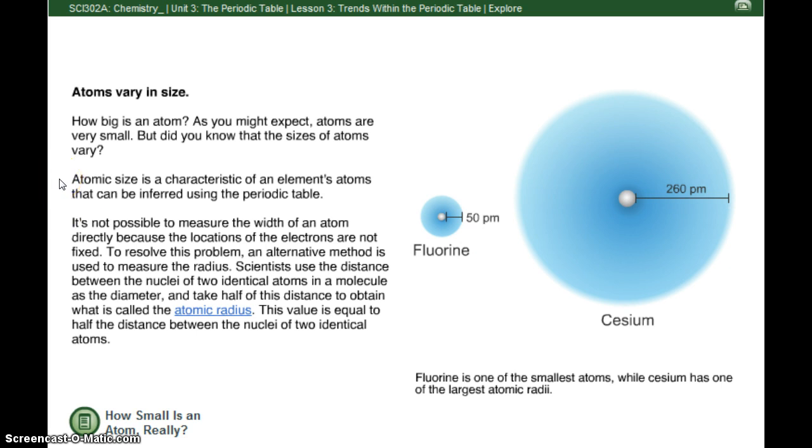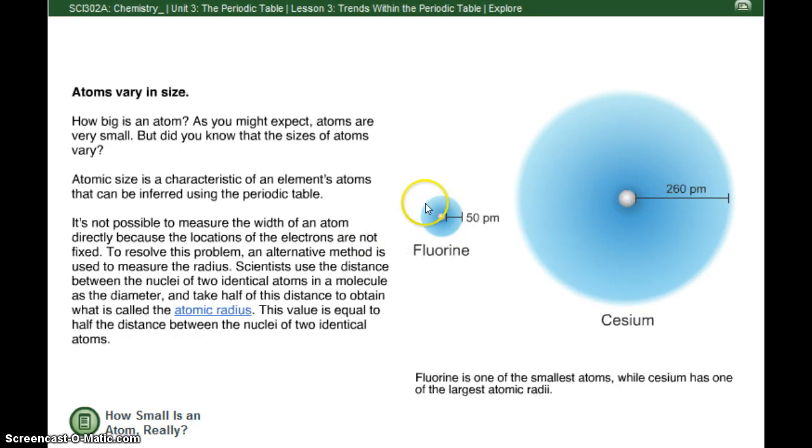Atomic size is a characteristic of an element's atom that can be inferred using the periodic table. It's not possible to measure the width of an atom directly because the location of electrons is not fixed. To solve this problem, an alternative method is used to measure the radii. Scientists use the distance between two nuclei of two identical atoms in a molecule as the diameter and take half of this distance to obtain what is called the atomic radius. This value is equal to half the distance between the nuclei of two identical atoms.